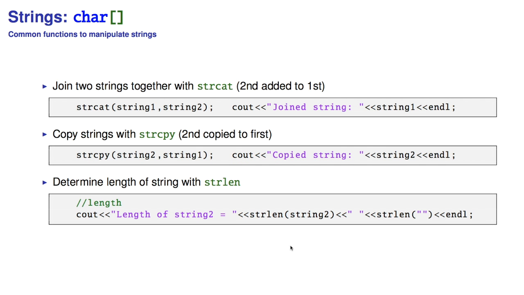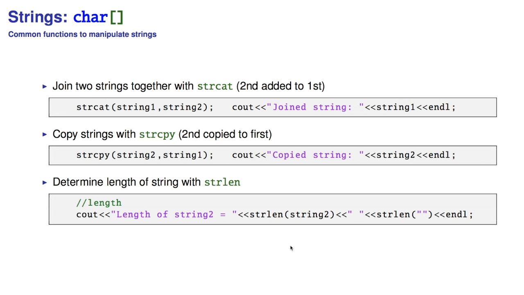A very common process with strings is to join strings, which is strictly called concatenation of two strings. So for that reason, the function is called strcat, which concatenates two strings and adds the second string to the first. You could write strcat(string1, string2), so it joins string 1 and string 2 in that order.